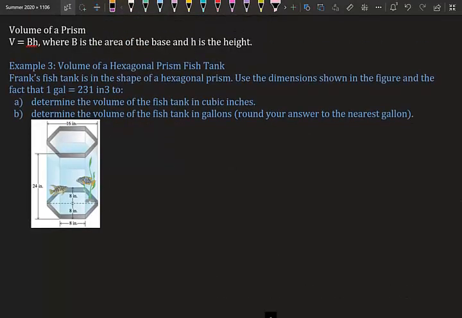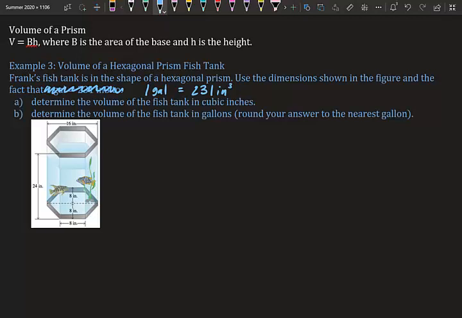Volume of a prism. Volume equals big B times h, where B is the area of the base and h is the height. Volume of a hexagonal prism fish tank. Frank's fish tank is in the shape of a hexagonal prism. Use the dimensions shown in the figure and the fact that 1 gallon equals 231 inches cubed. I messed up there, the 3 got misplaced, so I just rewrote that. Determine the volume of the fish tank in cubic inches.